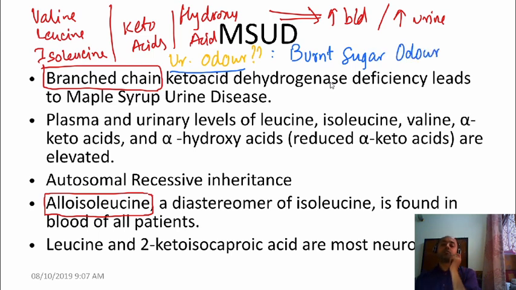The burnt sugar odor can also be called caramelized sugar odor. So remember, the burnt sugar odor or the caramelized sugar odor, it is not the taste, it is the odor. In maple syrup urine disease, the urine does not taste like maple syrup, it smells like maple syrup. Very good, it is the burnt sugar odor.